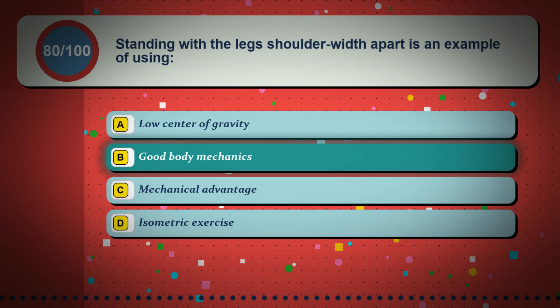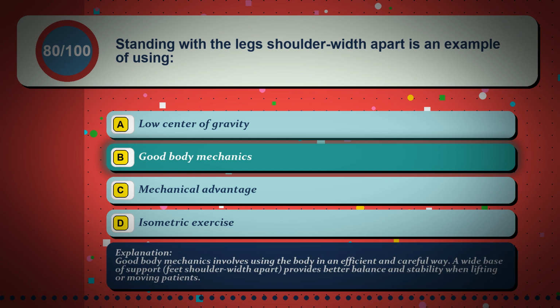The correct answer is option B, good body mechanics. Good body mechanics involves using the body in an efficient and careful way. A wide base of support, feet shoulder-width apart, provides better balance and stability when lifting or moving patients.